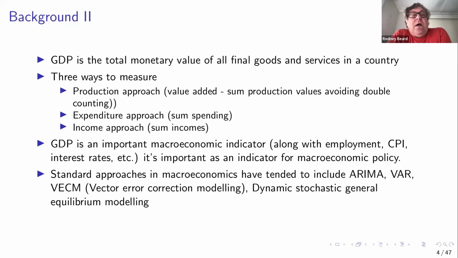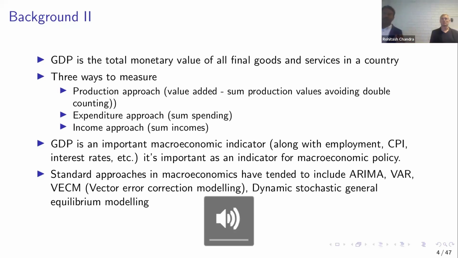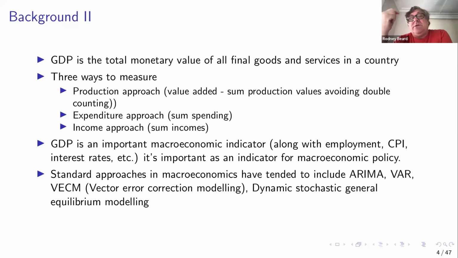Okay, so GDP is basically the total monetary value of all final goods and services in a country. So it's what consumers are paying, based on that definition. But there are different ways of measuring it. There's the so-called production approach, which takes value added and sums up the production values. But you need to avoid double counting, because if you just sum up the value of production for all firms, the prior firms have to be netted out to get the value of the final goods and services.